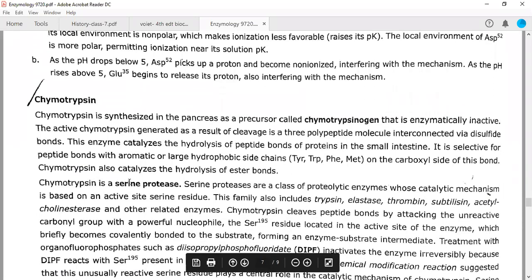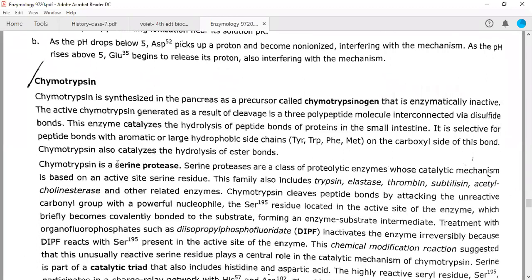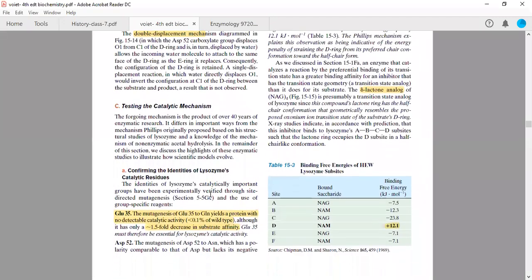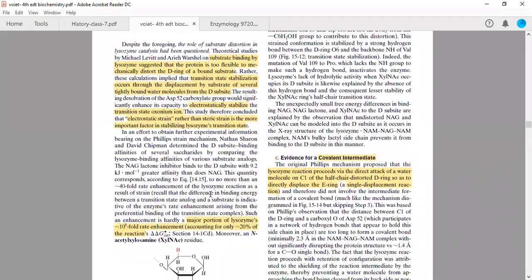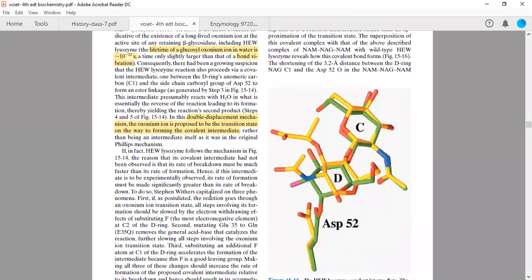Along with serine, there are two other important amino acid residues in these enzymes which are responsible for catalyzing the reaction. This is called the catalytic triad. This catalytic triad is present in trypsin, along with chymotrypsin, elastase, thrombin, subtilisin, acetylcholinesterase, and other related enzymes. If you do not know the names, it is given in your reference book. If you move a few pages, you will get a table where they have shown each enzyme.